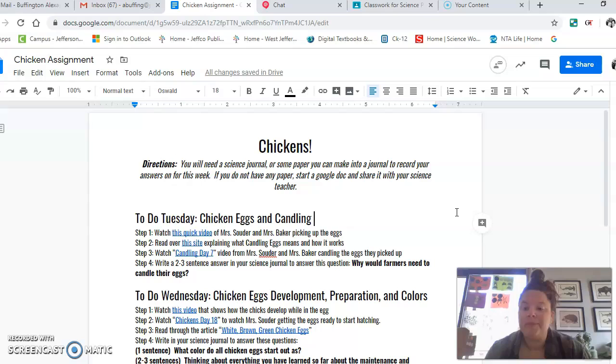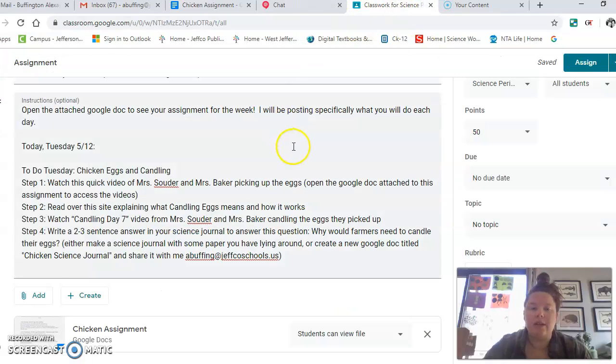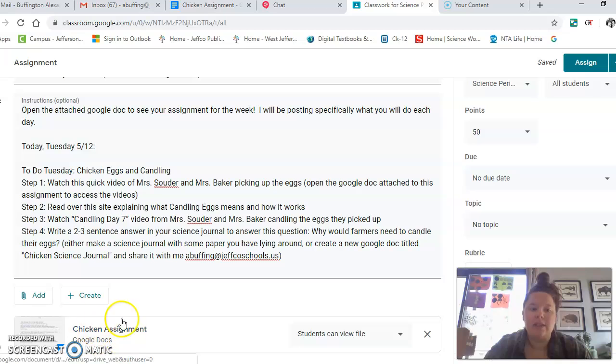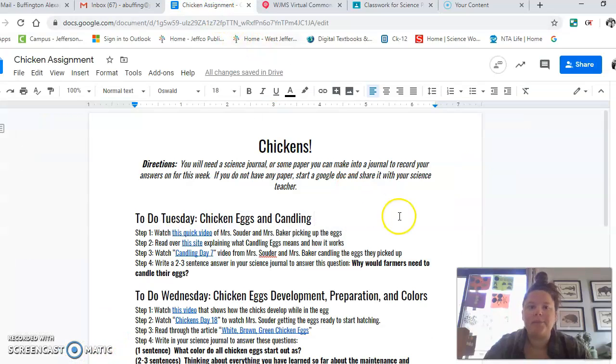So you'll see that there is an assignment posted on Tuesday and that it's for the whole week. But when you open the attached Google Doc, it is going to walk you through what to do day by day. So when you open your assignment, it should look something like this with the title. This is 50 points, content progress. And the attached assignment is this one down here. So when I'm referring to that, that's what I mean. So I'm going to open that up.